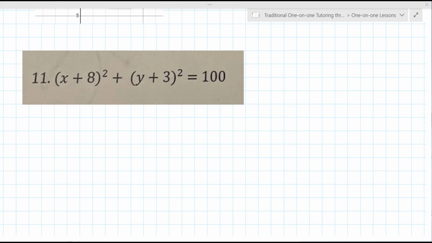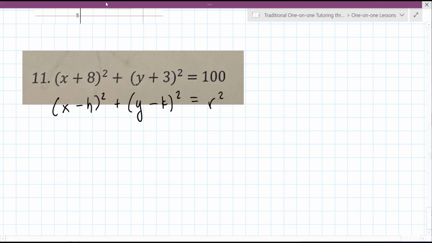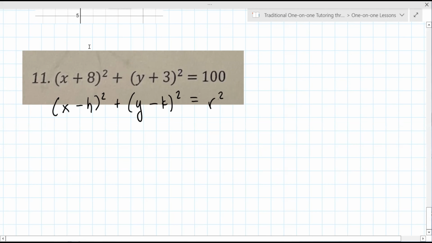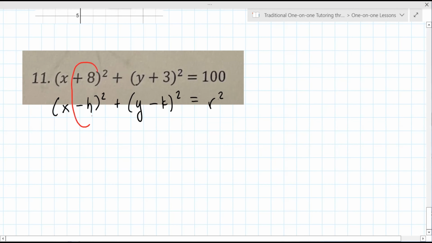Okay, so we're going to start by writing the equation of a circle underneath the one that's given here. (y - k)^2 = r^2. Notice that this is different than the previous problem. See how the plus and the minus are opposite signs this time? So h is not 8, it's the opposite of 8.